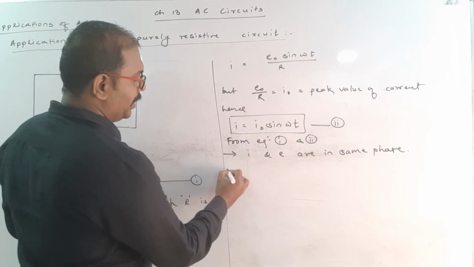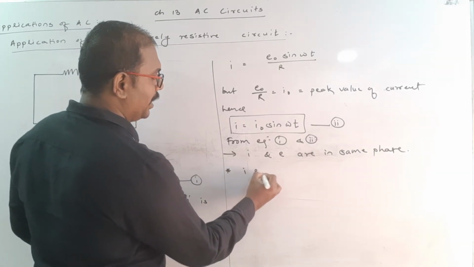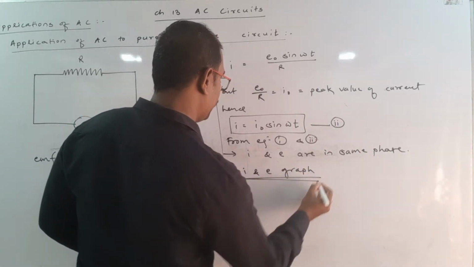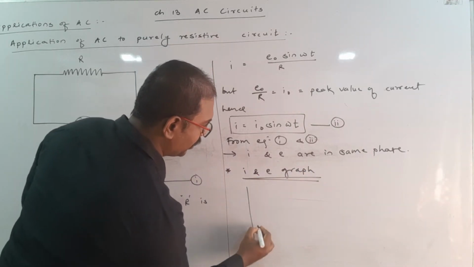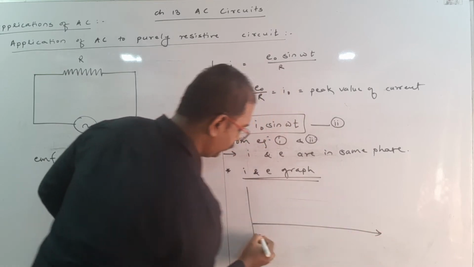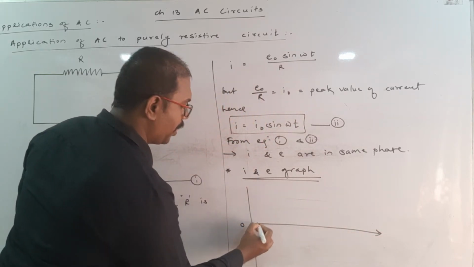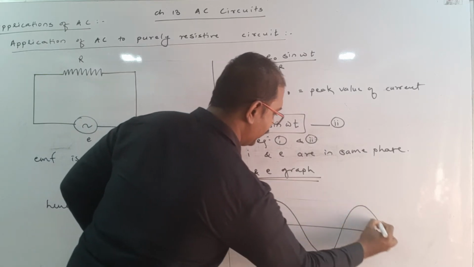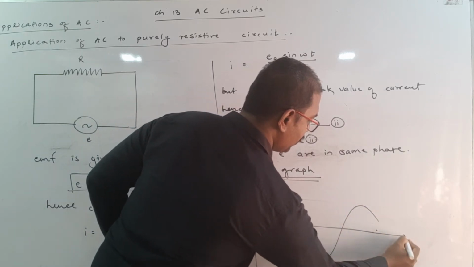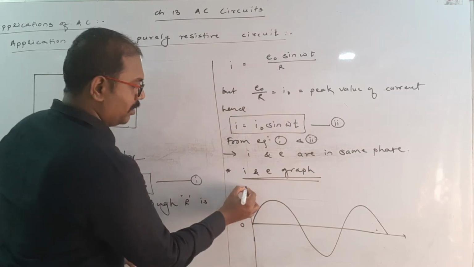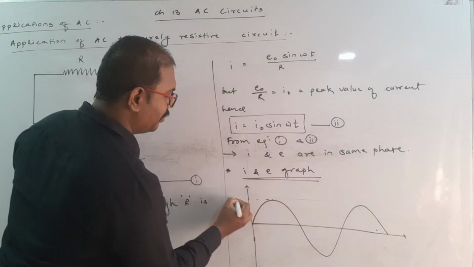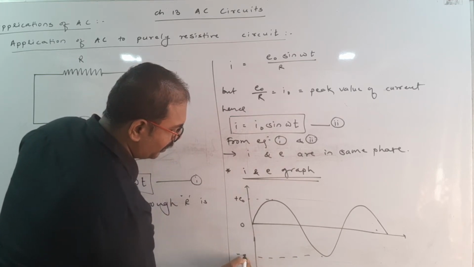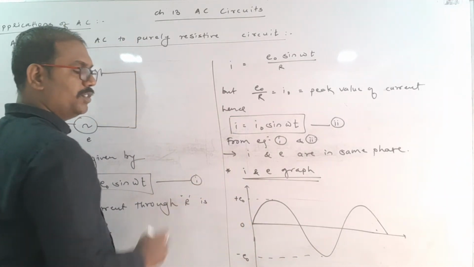Then we can write the I and E graph. So we can plot a graph here. This is 0. Now this is a sine graph, so we can draw it this way. This is the maximum value of EMF, E0. This is also the maximum value of EMF, minus E0. This is the minimum value, 0.